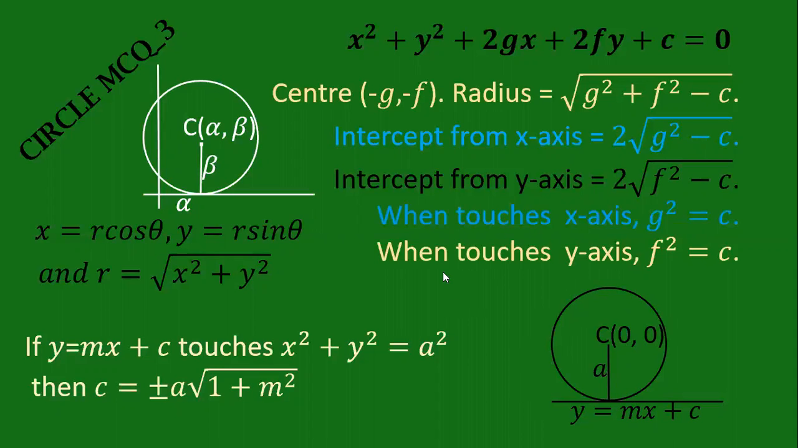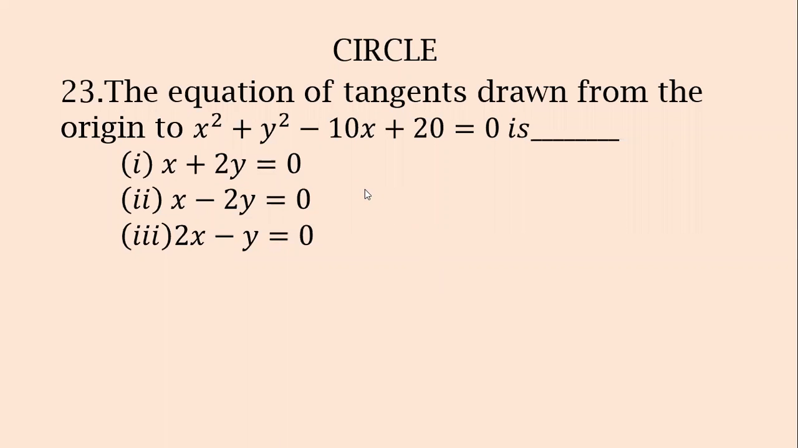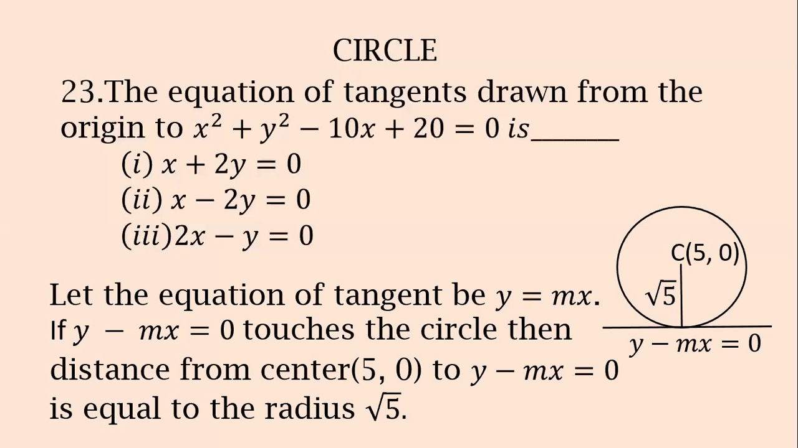Now let us go to the problem. Today's first problem: the equations of tangents drawn from the origin to this circle are 1, 2, 3. That is, we have to verify whether these three are the tangents or not. So we want to find the tangent of the circle from the origin. We know a straight line passing through the origin is y is equal to mx. Let us consider the tangent y is equal to mx.